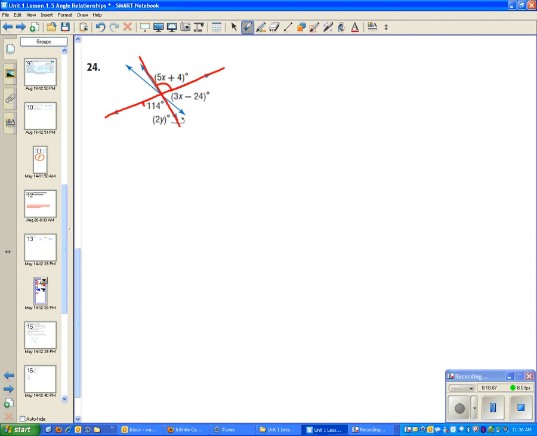This angle and this angle are vertical angles, aren't they? And vertical angles are congruent. And congruent angles have equal measures. So 5x plus 4 has to equal 114. That's a simpler equation than we've been having. So let's solve that. Let's subtract 4 from both sides. So 5x equals 110. What's 110 divided by 5?